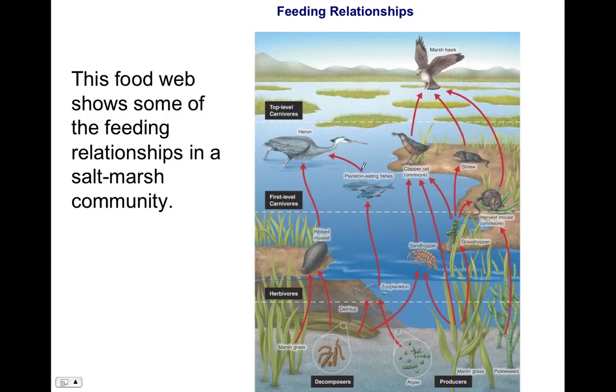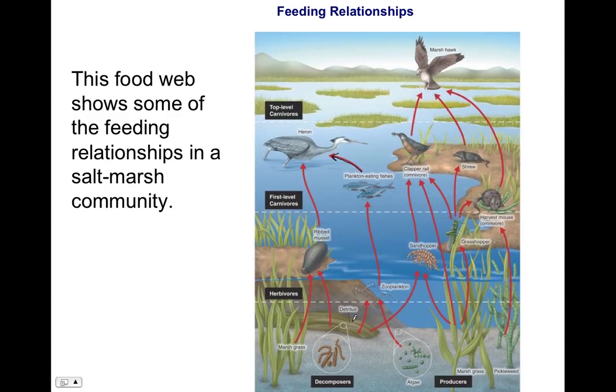And so let's just understand this a little bit better. If the arrow is going to an organism, that means that the organism the arrow is pointing at is consuming the other organism. So the heron is eating the fish, right? The fish aren't eating the heron, but rather the heron is eating the fish. Same here. The shrew is being eaten by the marsh hawk. The arrow is pointing towards the mouth of the marsh hawk, and so that means that the shrew is being eaten, not the other way around, right? The shrew is not eating the marsh hawk.